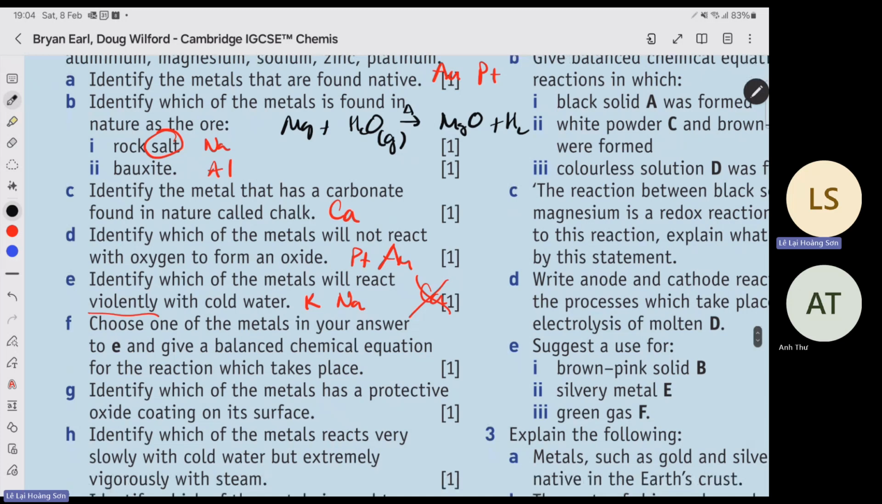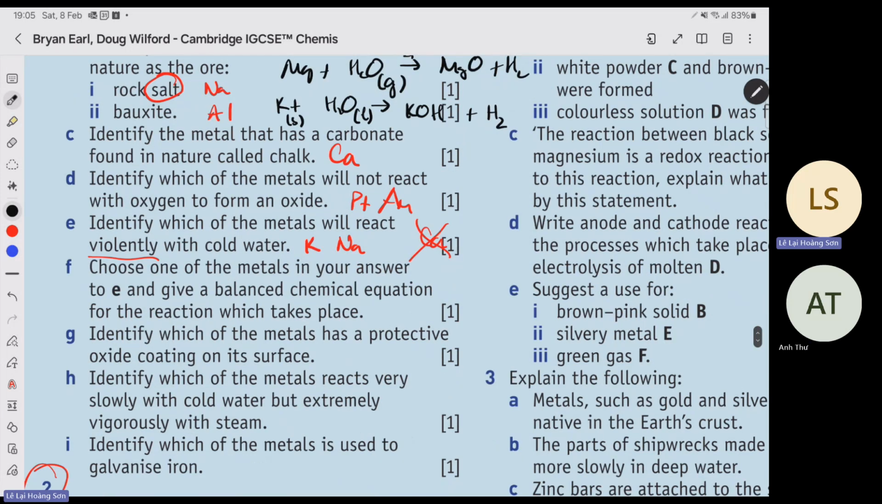Choose one of the metals you chose in E and balance the chemical reaction. Can you help me write down the reaction between potassium and cold water? It will form potassium hydroxide and hydrogen. Okay, and balance the reaction by putting number two before potassium, water and potassium hydroxide.